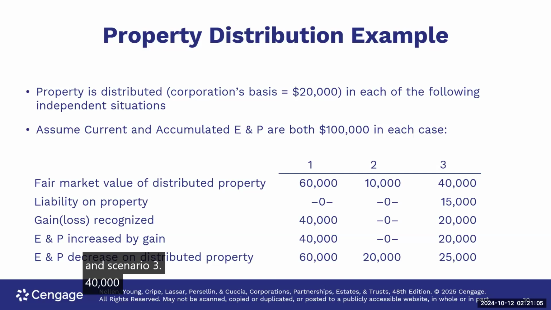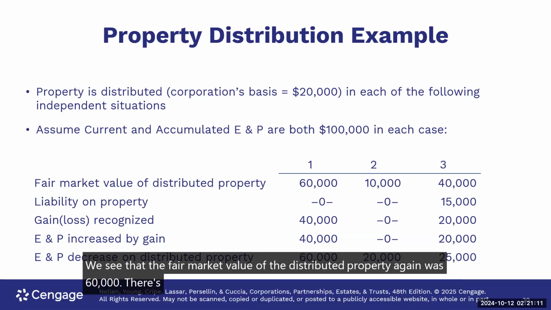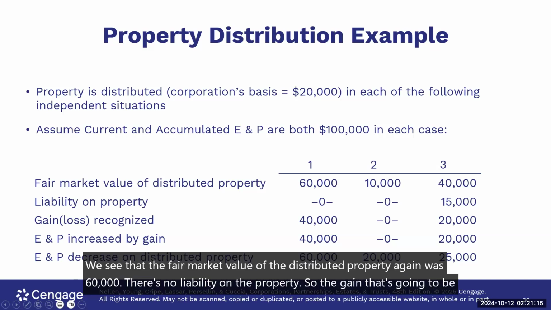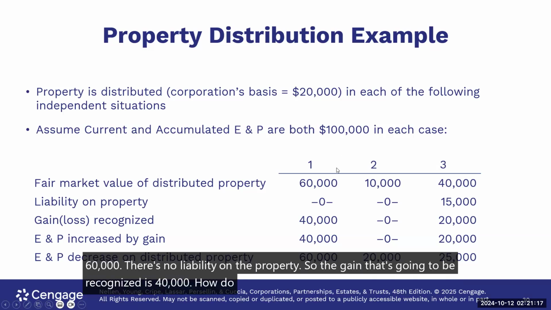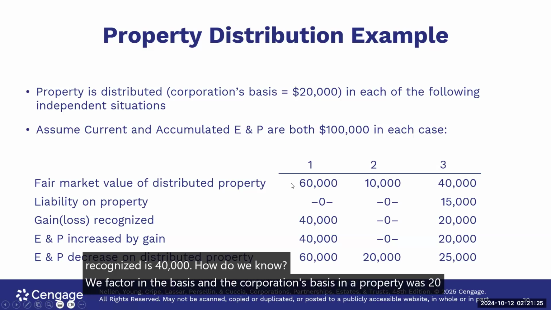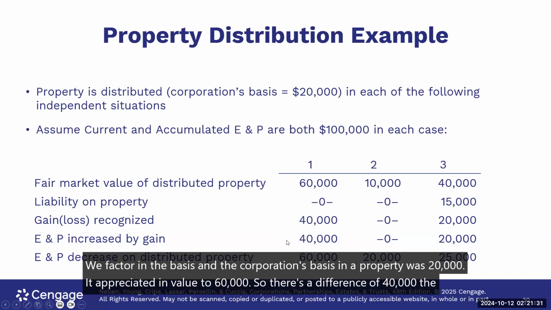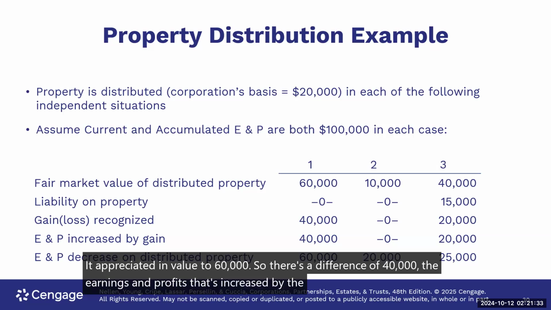So in scenario 1, we see that the fair market value of the distributed property again was 60,000. There's no liability on the property. So the gain that's going to be recognized is 40,000. How do we know? We factor in the basis, and the corporation's basis in the property was 20,000. It appreciated in value to 60,000. So there's a difference of 40,000. The earnings and profits that's increased by the gain is 40,000.